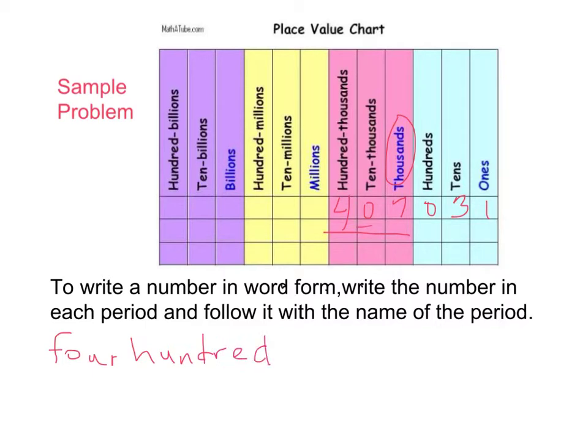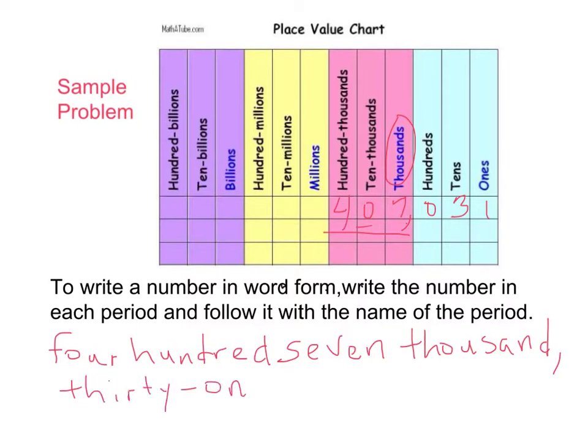407. I'm writing this bottom number first. Now I write my period name, thousand. My comma goes in the same spot that my number is in, comma here after the period name. There's my comma. And 31. So my number reads as follows: 407,031. Now, boys and girls, this is the last sample problem that you're going to be writing down in your notes. You're going to be having to write these exact words here.